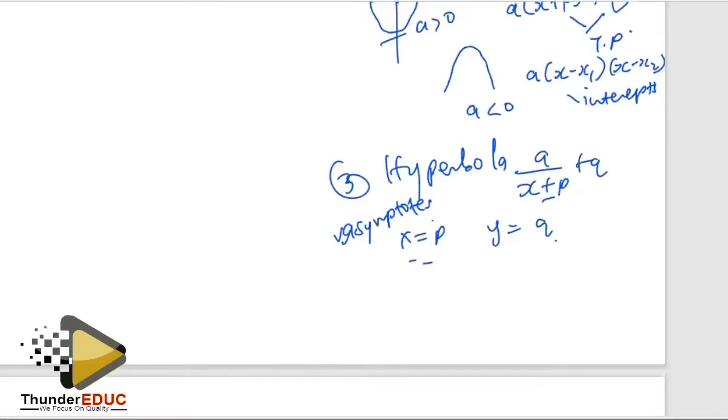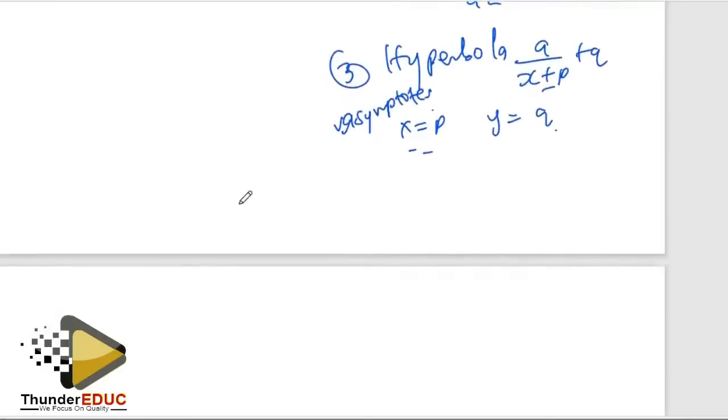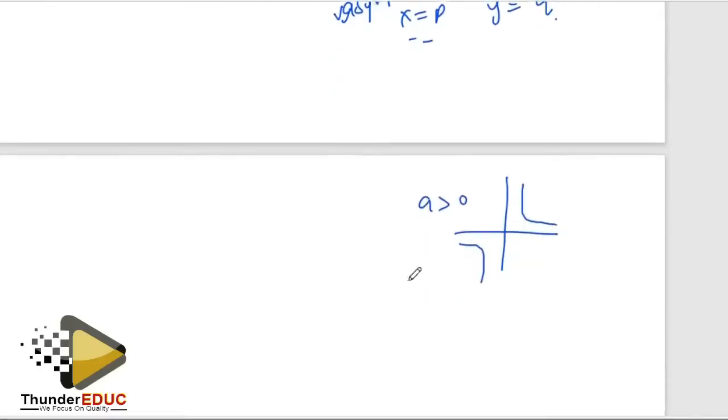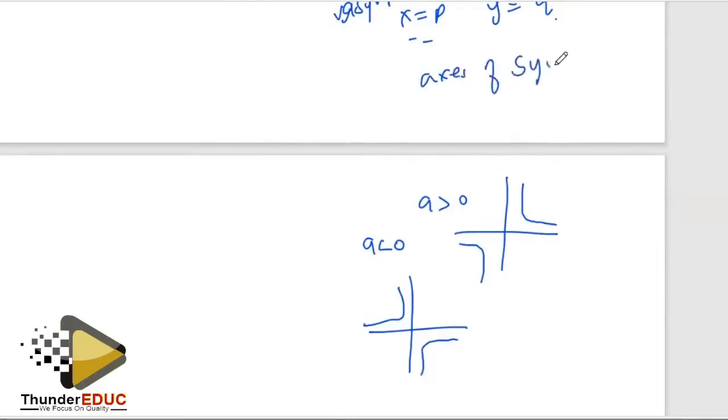Okay, then remember with the format of a hyperbola, there have to be 2 arms, whereby if a is greater than 0, we expect the arms to be in that format. And then if a is less than 0, we expect the arms to be in the second and then the fourth quadrant. Then what we also need to remember is how we would determine the axes of symmetry with the hyperbolas. So we have 2, one with a positive gradient and one with a negative gradient.